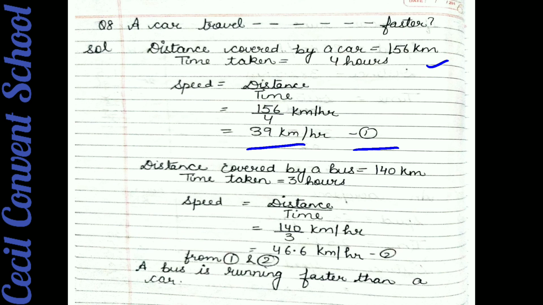Clear? Now we find out the distance covered by a bus is 140 km. Time taken is 3 hours and speed formula is distance upon time. Now speed of a bus we will find, 140 divided by 3. When you divide it, answer will come 46.66. Means it will not stop. So after one digit, means after decimal one digit, you will stop. Clear? And then give it number 2.